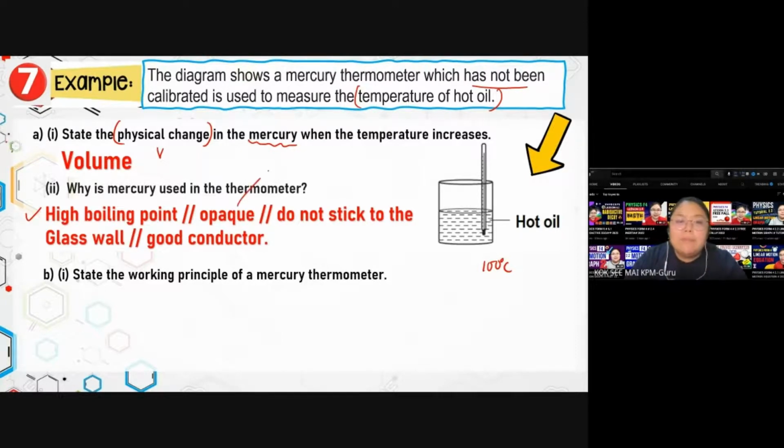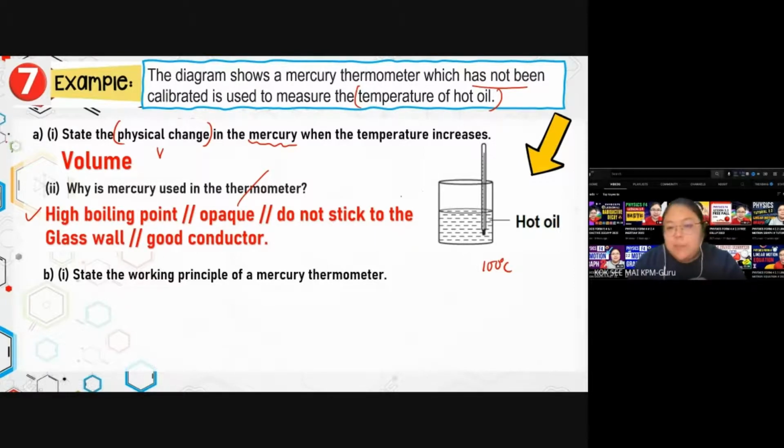Next, opaque, meaning the light can go through the liquid. They never block. For example, if you put some liquid like petrol, the light cannot go through and you cannot see. If you put coffee, the light cannot go through. But with mercury you can see, it is transparent; the light passes through and you can read the temperature. Also, it does not stick to the glass wall.